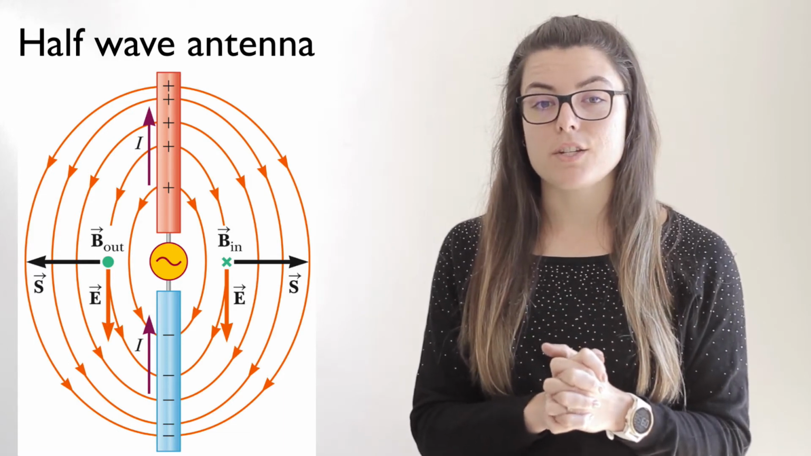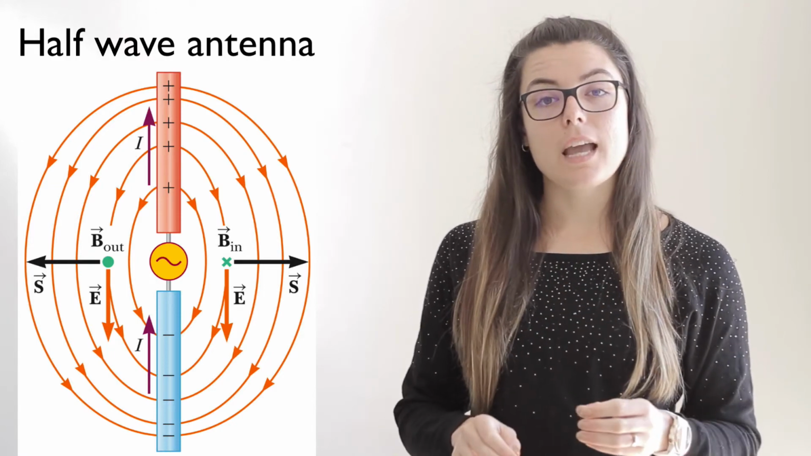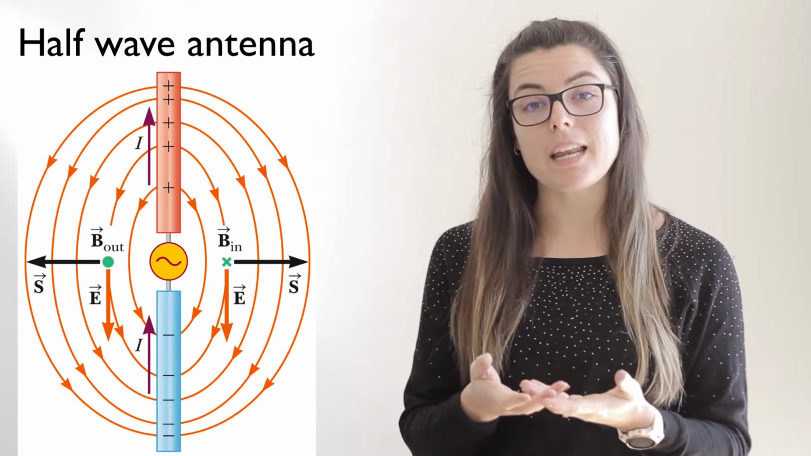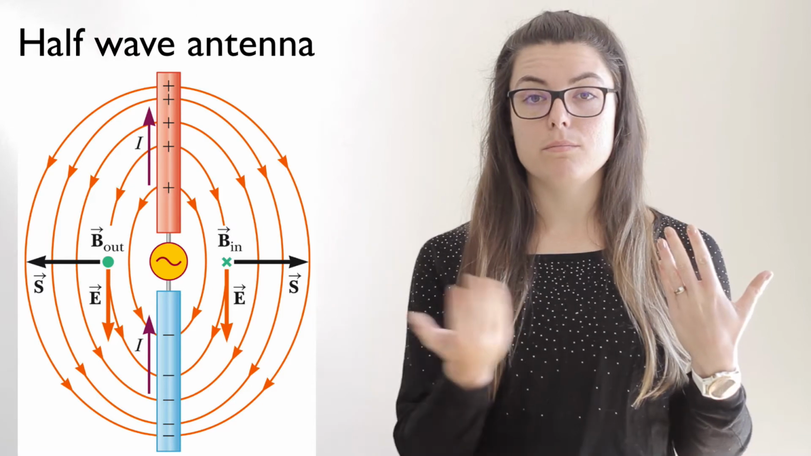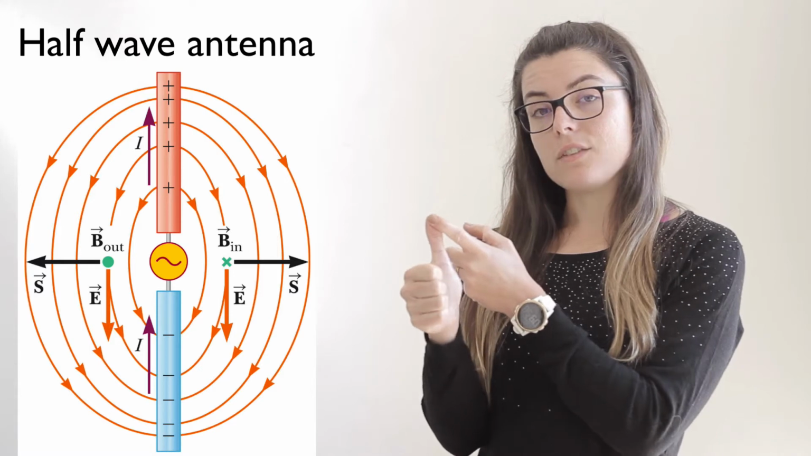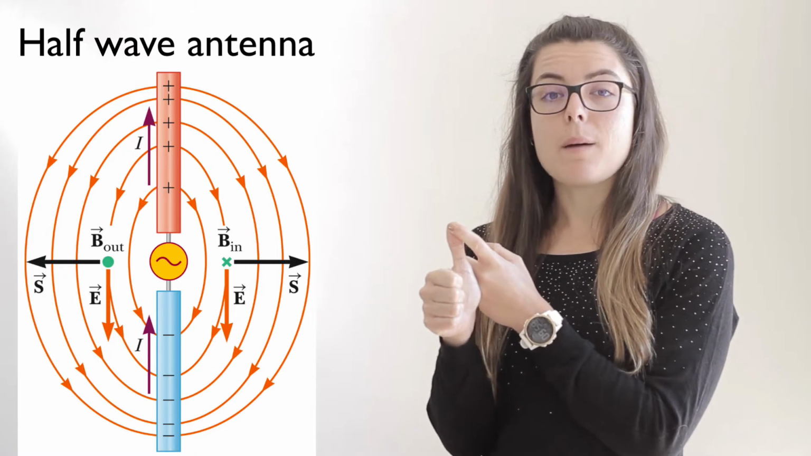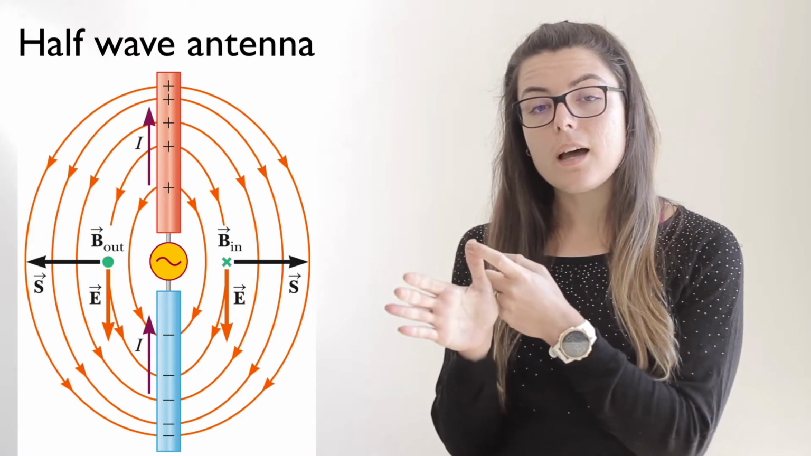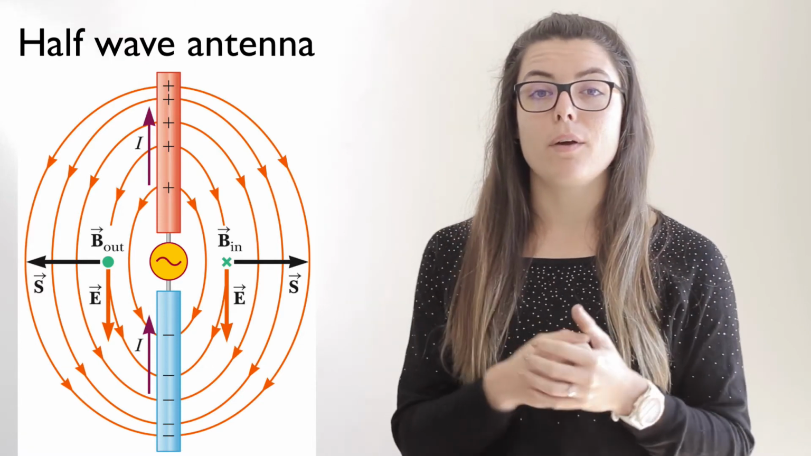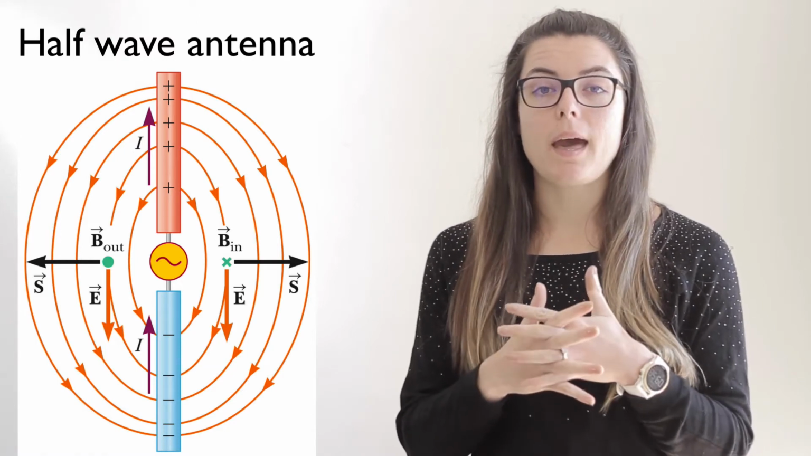Now, if current is flowing up the rod, therefore, using our right-hand rule, we can work out in which orientation the magnetic field is directed around this rod. So remember, we put our thumb in the direction of the current, and the direction in which our fingers wrap around the rod is how our magnetic field is directed. So here it's going to be directed in and then coming out the other side as per the drawing. Therefore, we always have a magnetic field that is perpendicular to our electric field.